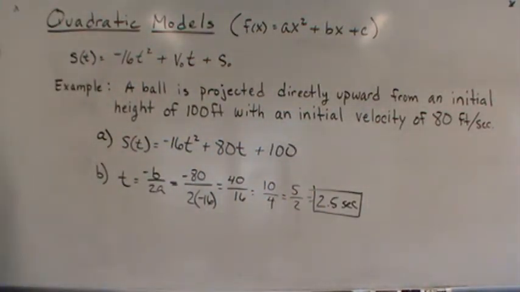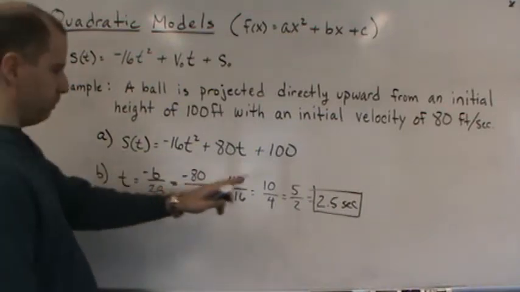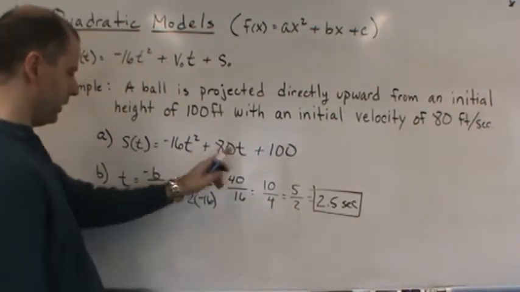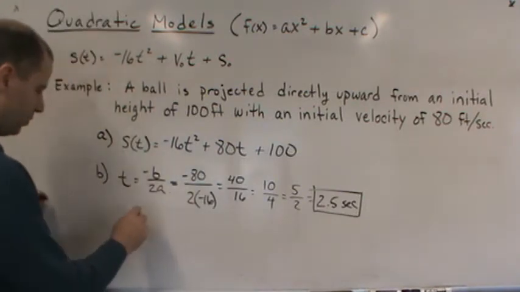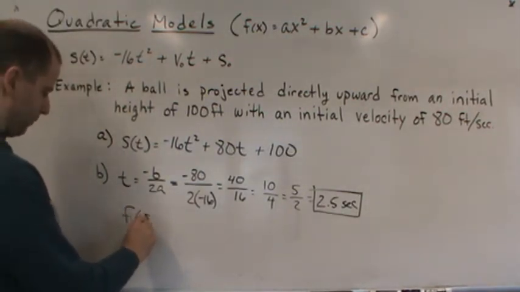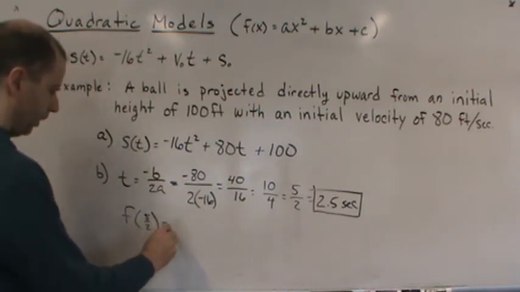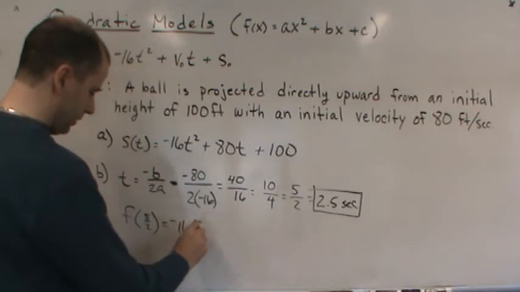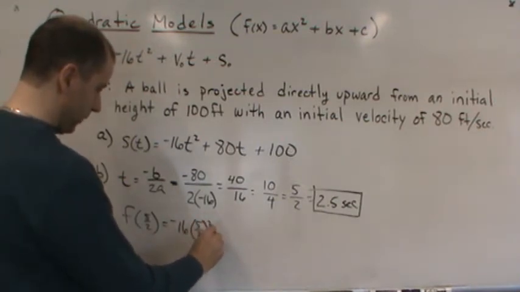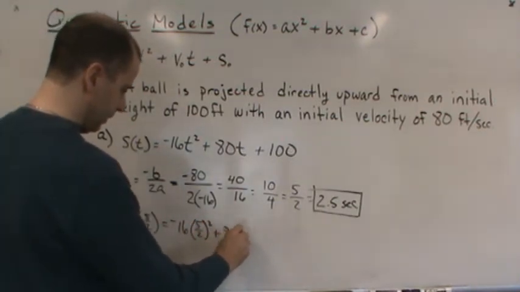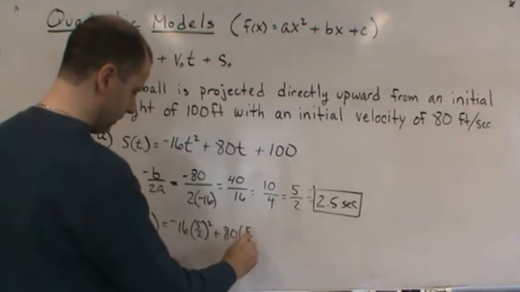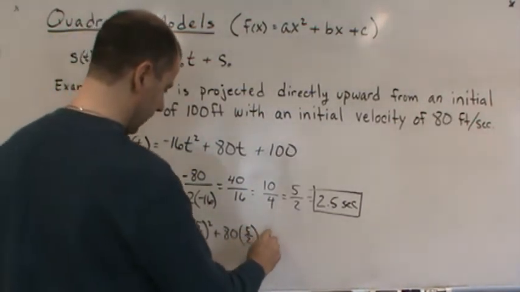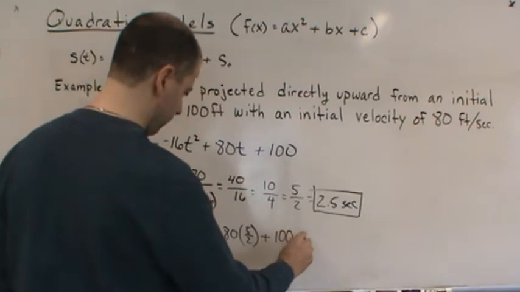Okay. So what is the maximum height? Well, now we're just going to plug in 2.5 into here. Okay? So let's do it this way. We're going to do f of 5 halves, which is going to be equal to negative 16 times 5 halves squared plus 80 times 5 halves plus 100.